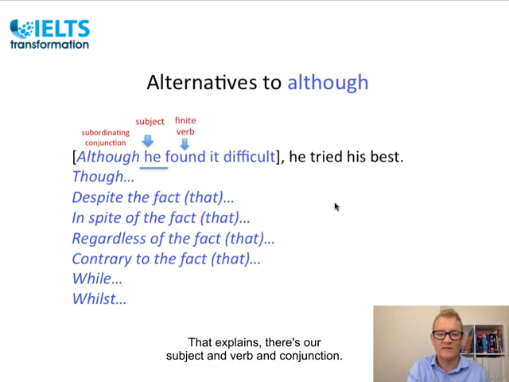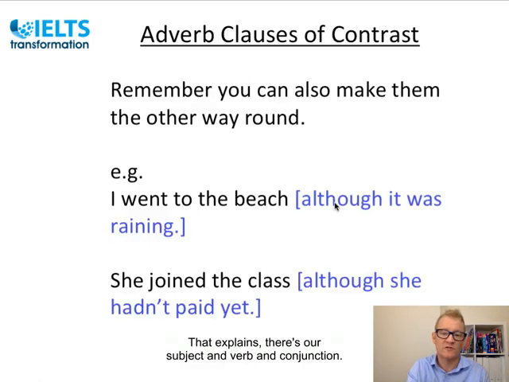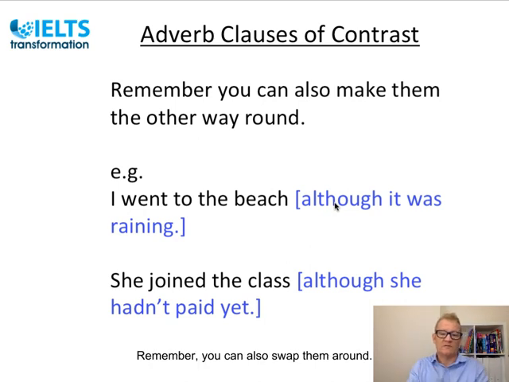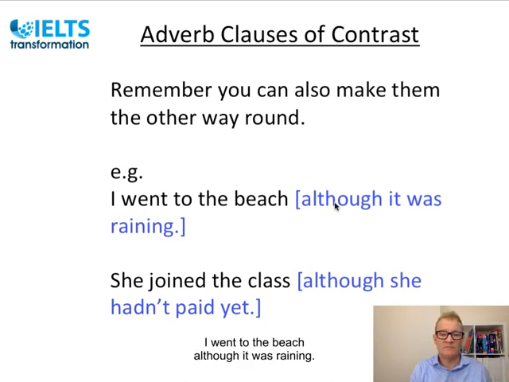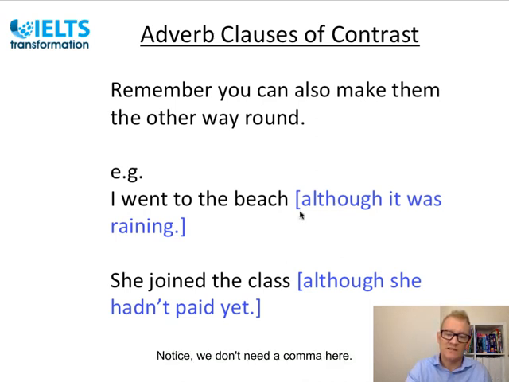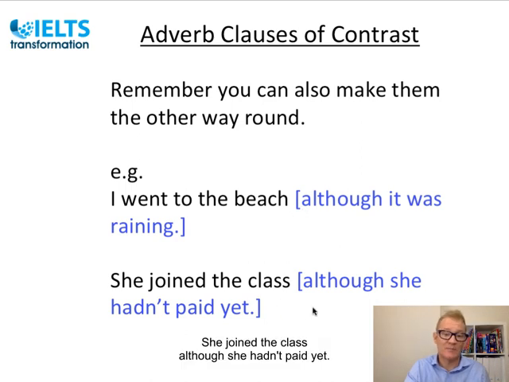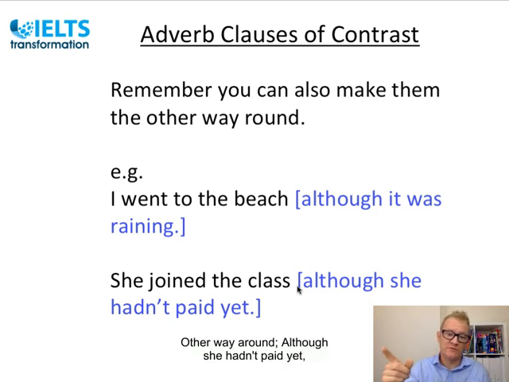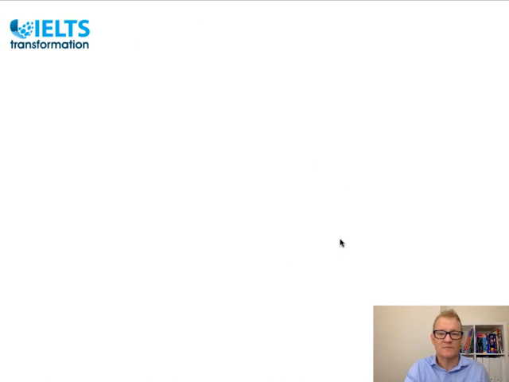And as we've explained, there's our subject and verb and conjunction. And remember, you can also swap them round. I went to the beach although it was raining. Although it was raining, I went to the beach. Notice we don't need a comma here. She joined the class although she hadn't paid yet. So, other way around, although she hadn't paid yet, comma, she joined the class.